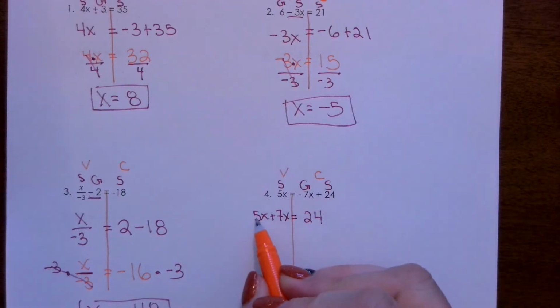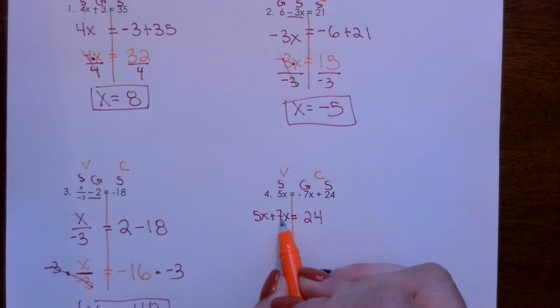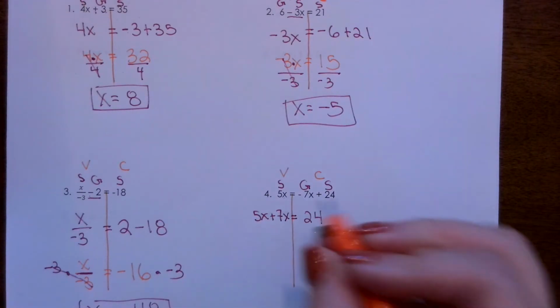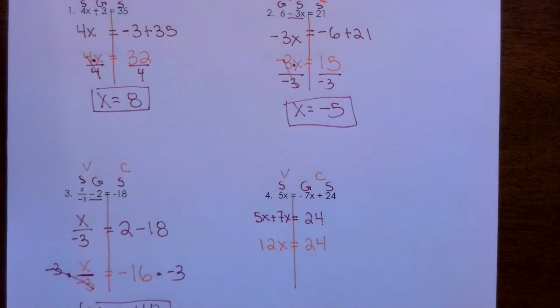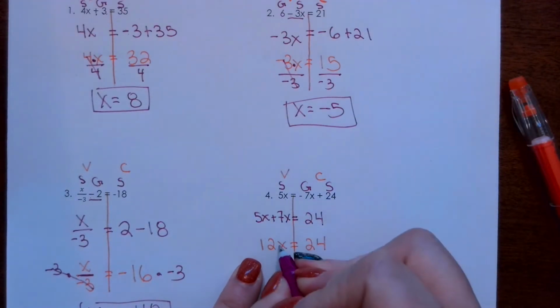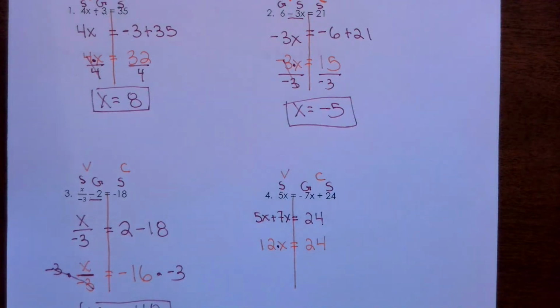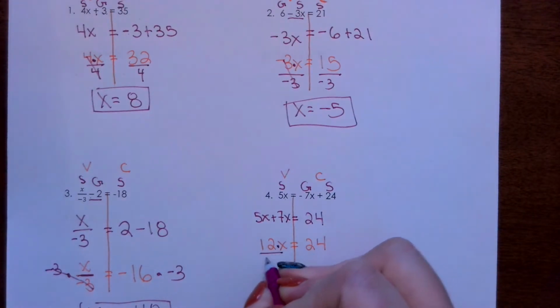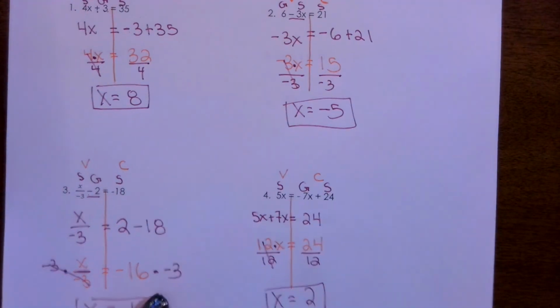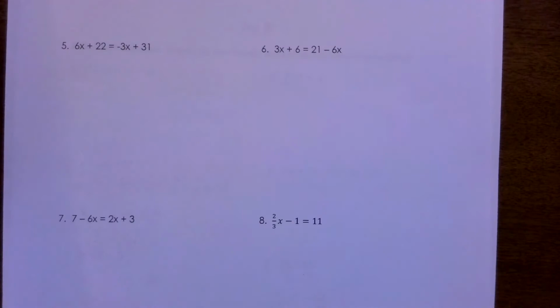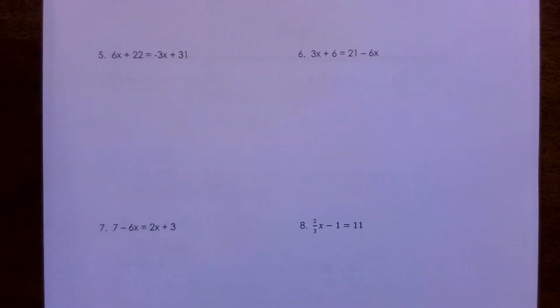Alrighty, so I'm going to combine my terms. I've got 5x plus 7x. 5 plus 7 is 12x, and that equals 24. And look, I'm back to a one-step equation where I see that I have 12 times x. I'm going to use my inverse operation, which is division. I'm going to divide both sides by the number with the variable, 12, and x equals 24 divided by 12, which is 2.